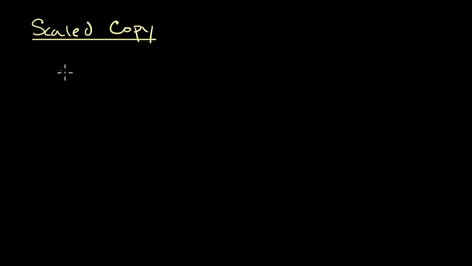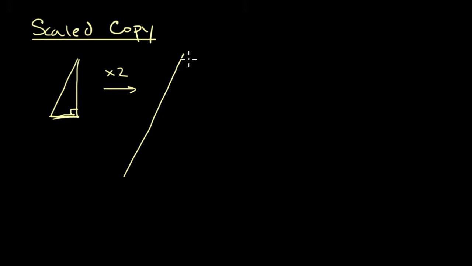Well, let me just make a simple example here. So let's say I have this triangle. I'll make it a right triangle, something like that. And let's say I were to have a scaled copy with a scale factor of 2. Well, I might have something like this. It would look something like this.